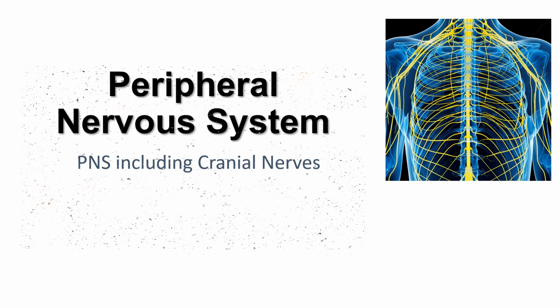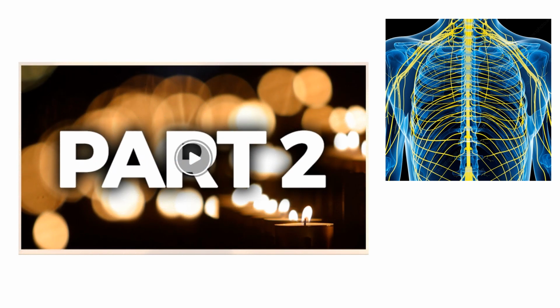Welcome back to part 2 of chapter 13, the peripheral nervous system and cranial nerves. So we are picking up where we left off, but we're going to go into a little bit of pathophysiology of the peripheral nerves and then into cranial nerves.